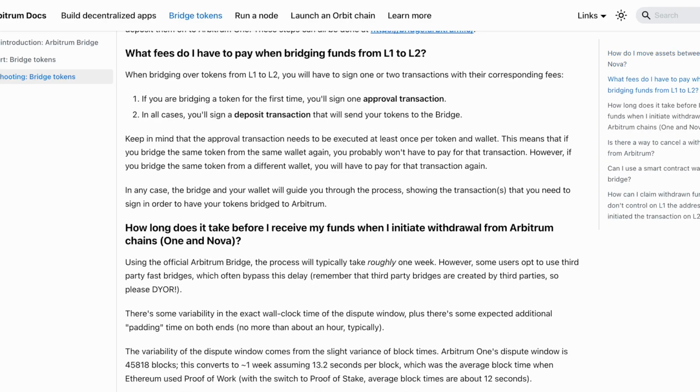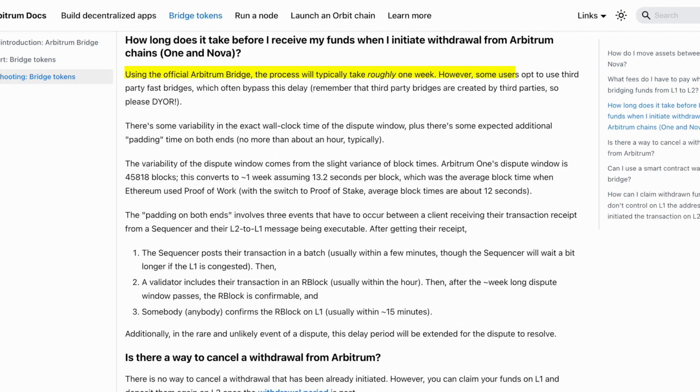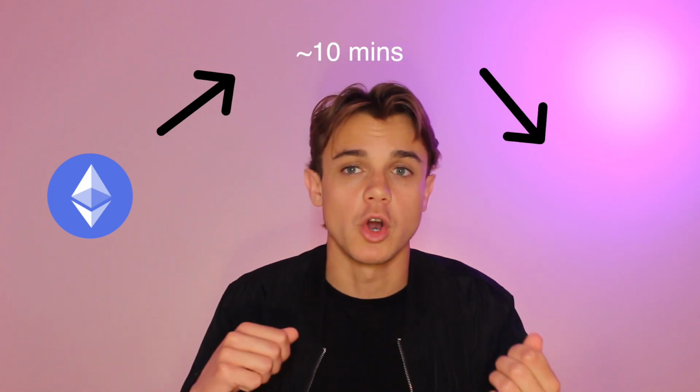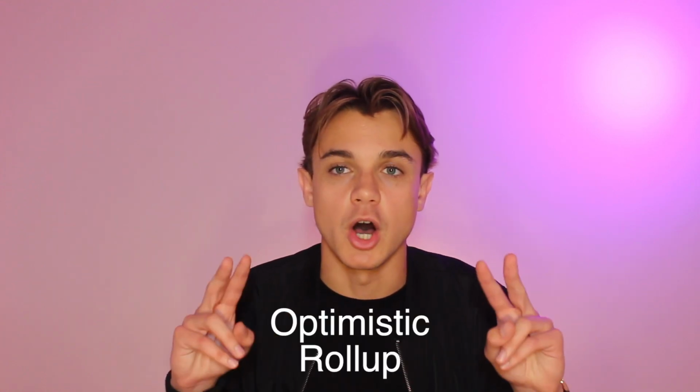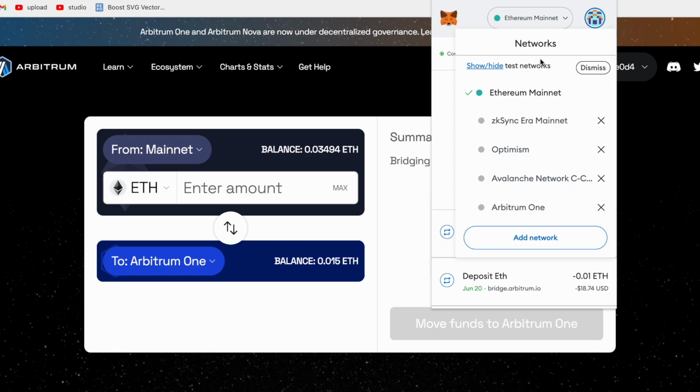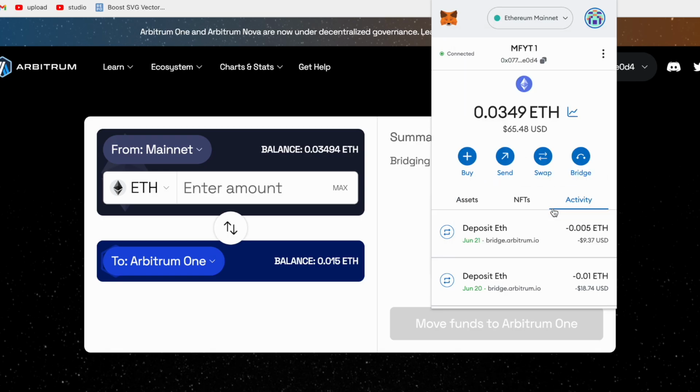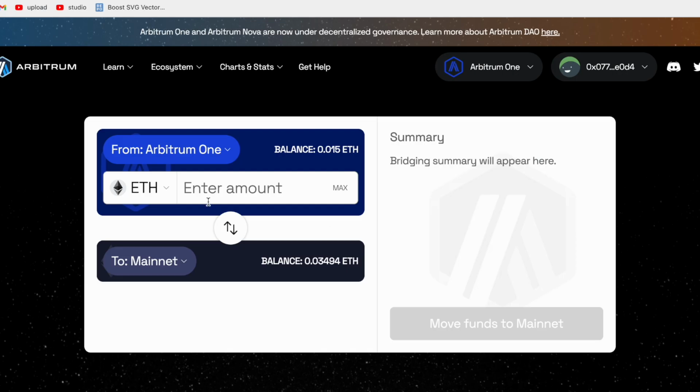One thing to consider is that there is a 7-day challenge period where you cannot withdraw your assets from Arbitrum back to Ethereum, but you can use all of the Arbitrum applications. So simply, if you're transferring your Ethereum from mainnet to Arbitrum, you'll just have to wait 7 days before you can transfer that back from Arbitrum to Ethereum. This is because of the optimistic rollup design that Arbitrum uses. This challenge period is a security requirement. So it's best practice to double check everything, make sure you are on the correct network, and make sure that you're transferring the correct assets.